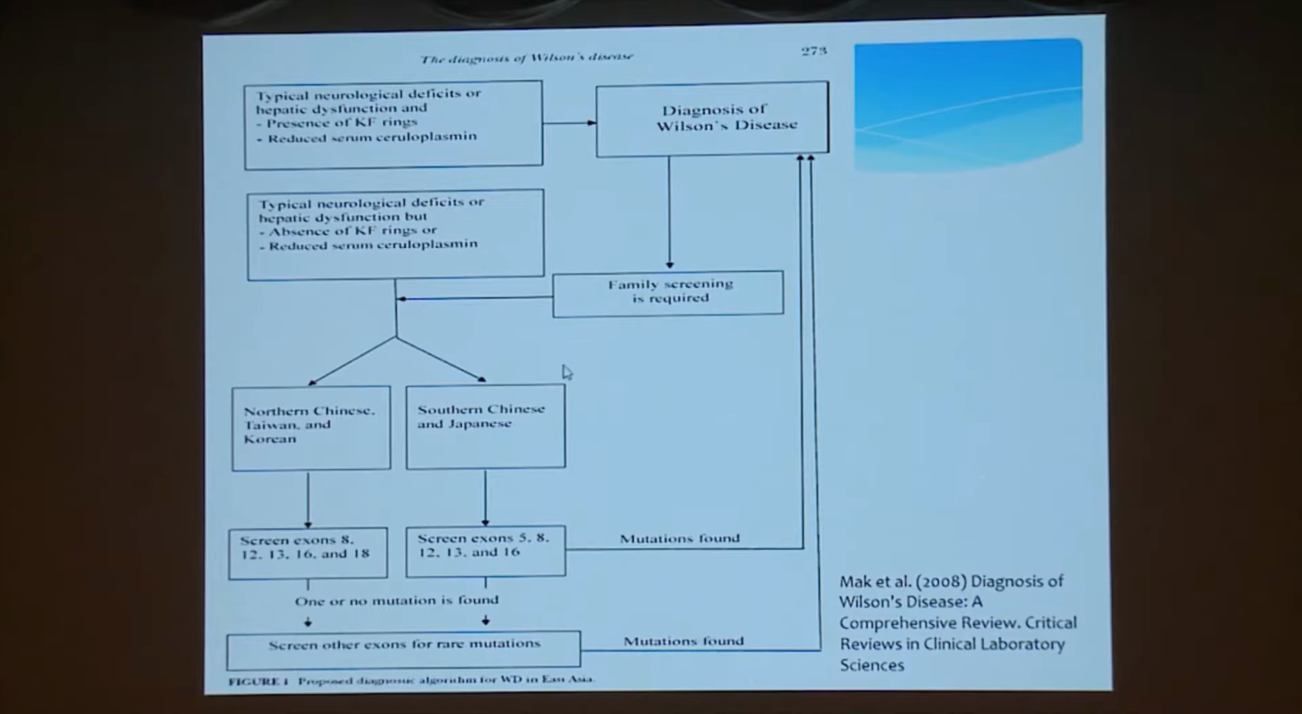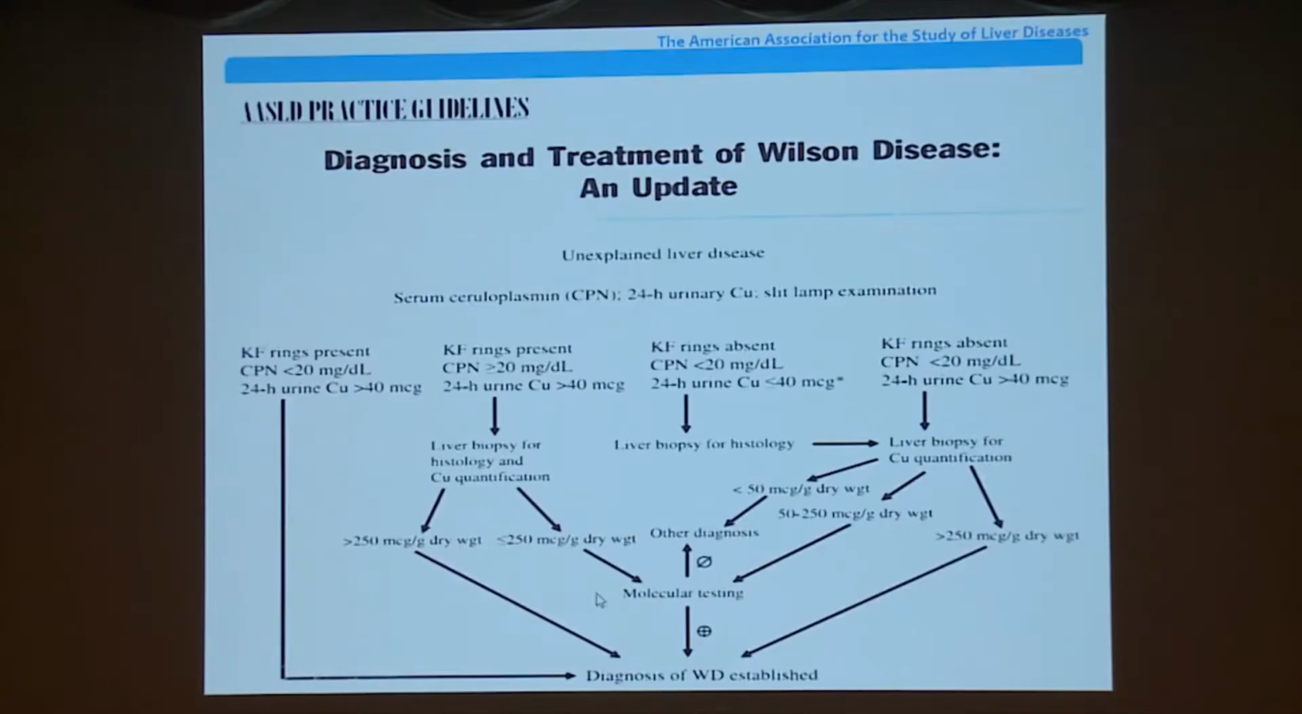But we still need family screening by genetic testing, especially for asymptomatic siblings. If we are Southern Chinese or Japanese, our mutations are more similar. We can start with the common exons first. If there is no mutation, we can screen for the rest. But because genetic testing is now so readily available, we just go ahead with all the exons.